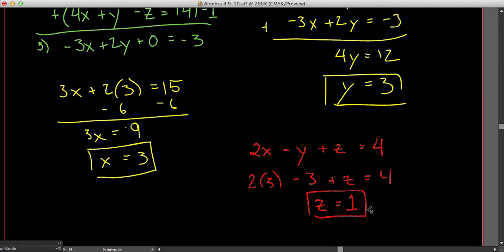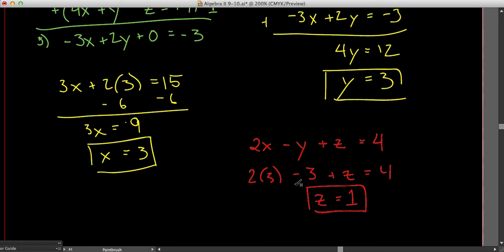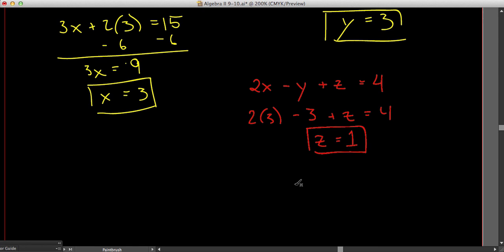So the final solution that we are going to write is actually an ordered triple. We've seen ordered triples before when we were graphing planes, and we're just going to write it like we would write an ordered pair, as x comma y and then comma z. So 3 comma 3 comma 1.